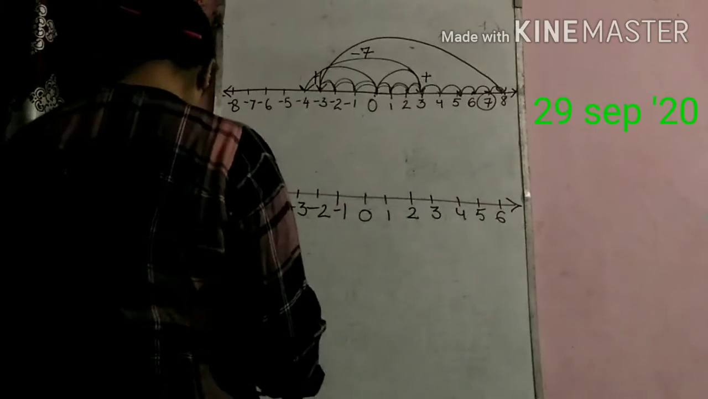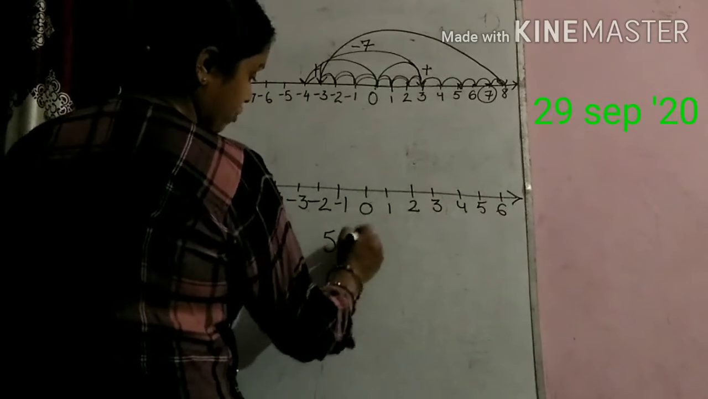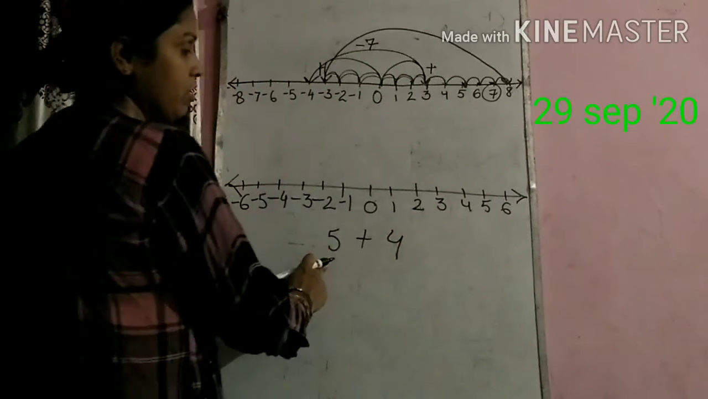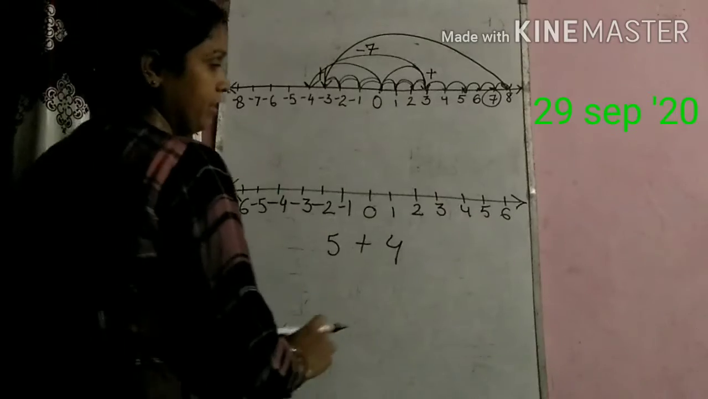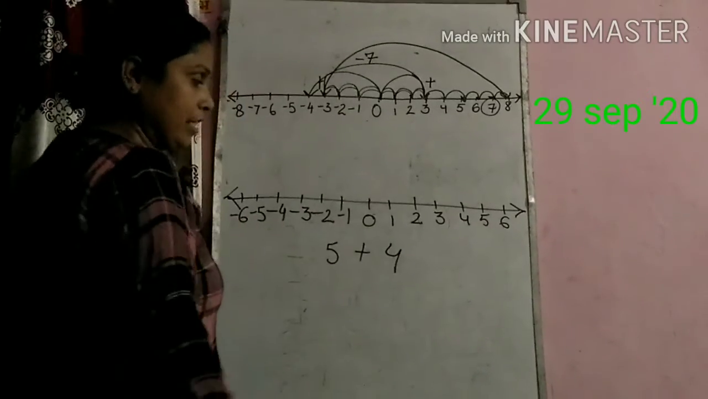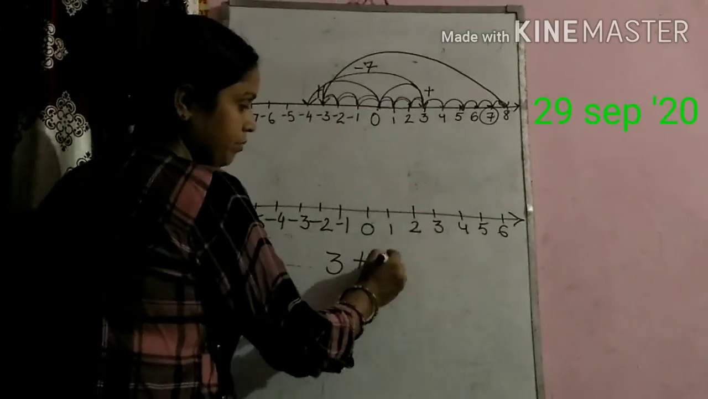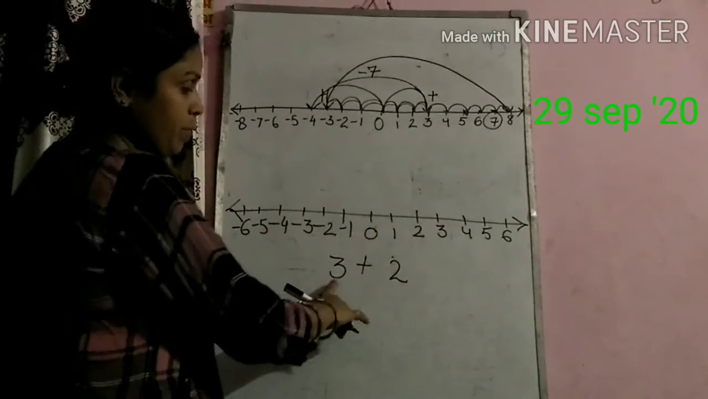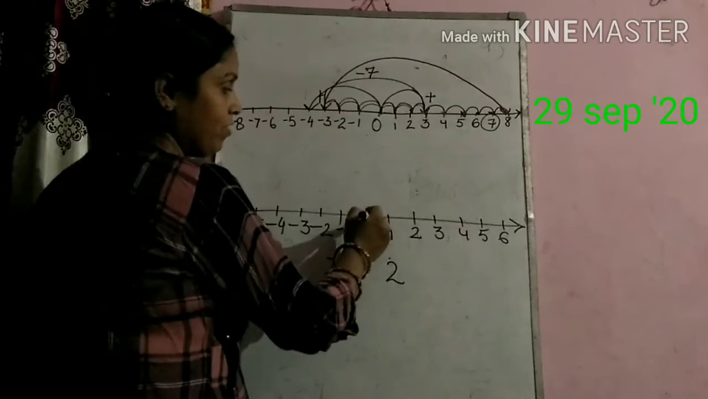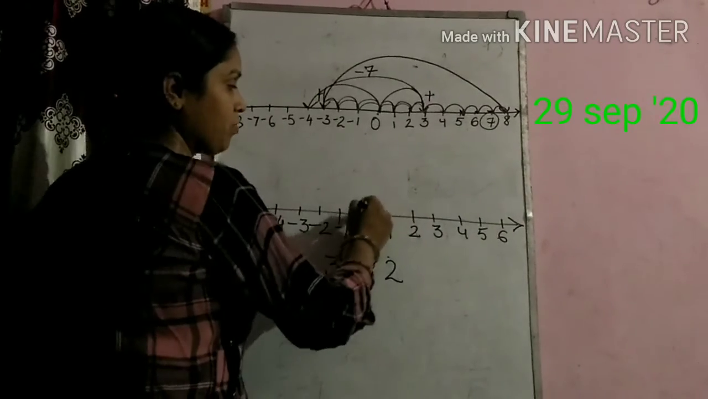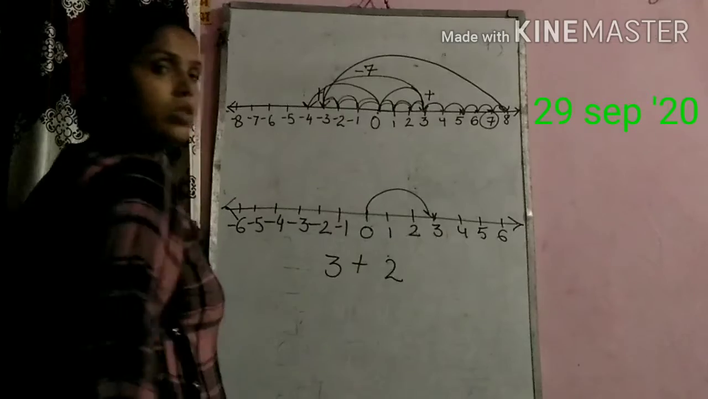How am I going to show 5 plus 4? Now show this on the number line. See children, since I am having till 6 here, let's have a smaller number for that: 3 plus 2. Now first my positive integer is 3, so I will be going towards the positive side. So first from 0 to 3 I am going.